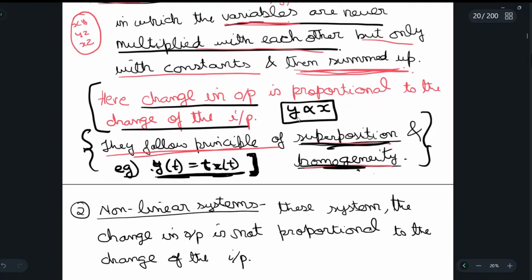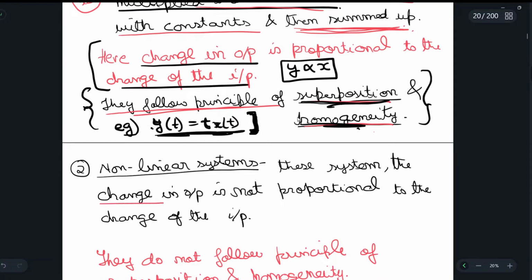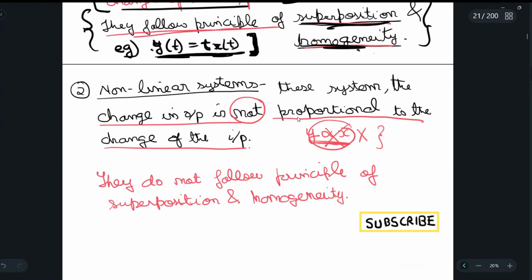So guys, let us move on to non-linear systems. Now in these systems, the change in the output is not proportional to the change in the input. What we mean by this is that we cannot say that y is directly proportional to x. This will be wrong, because then it would be a linear system. And guys, they do not follow the principle of superposition and homogeneity.